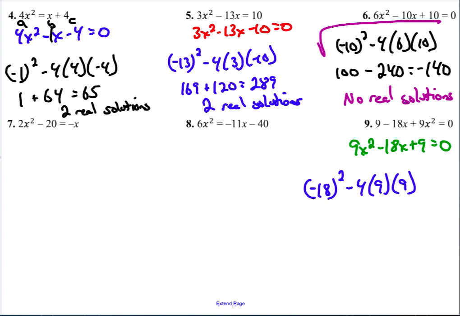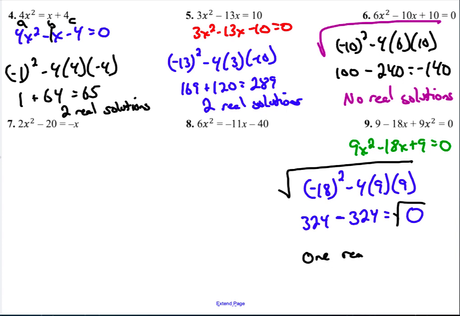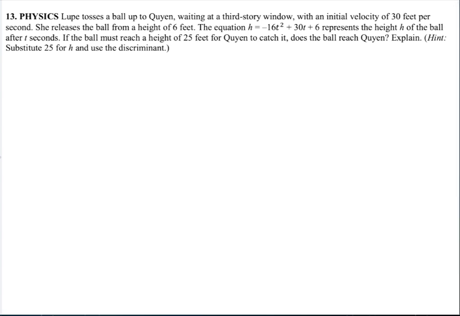So I get 18 times 18 is 324, minus 4 times 9 times 9 is also 324. So I'm going to get 0. Remember, that is what's in my radicals. I'm going to get the square root of 0, which is 0. So when I go to do the rest of the quadratic formula, I'm not going to have anything left there to add or subtract because I'm adding 0 and subtracting 0. So this is going to be one real solution. Okay?